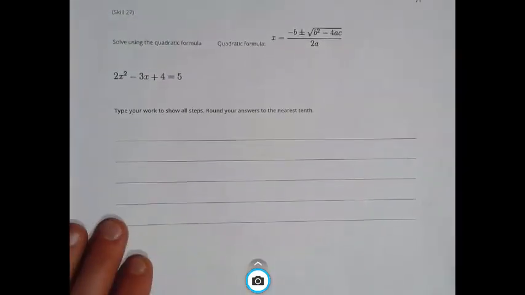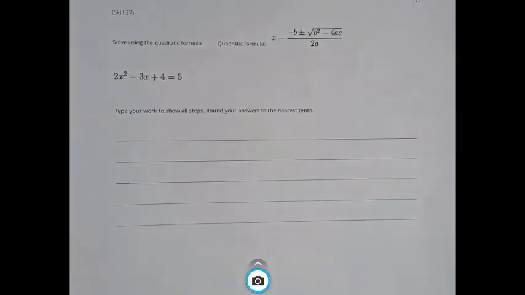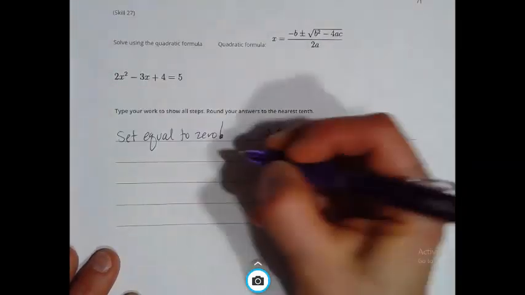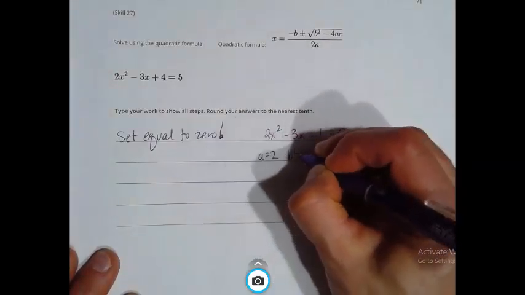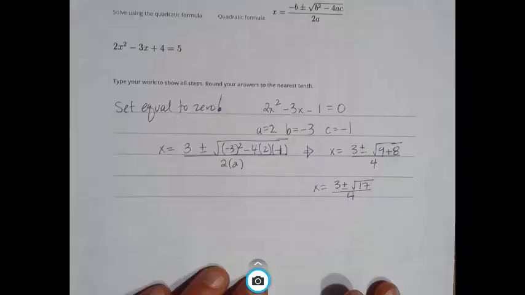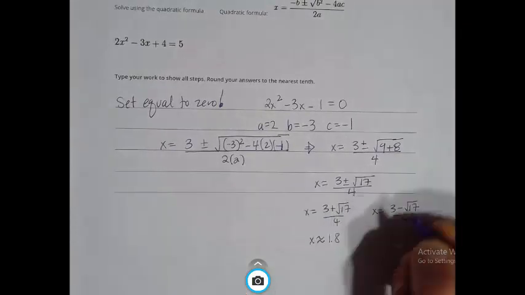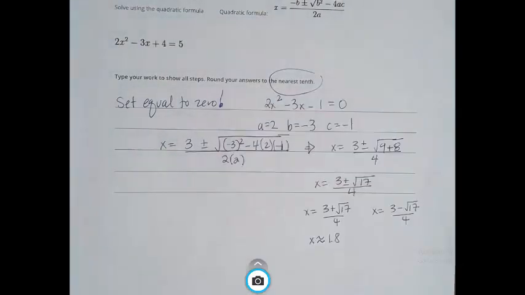All right, this is just to solve straight with the quadratic formula. Make sure that you set equal to 0. So you've got A equals 2, B equals negative 3, C equals negative 1. Now, it's fine if you use a calculator to do this to the nearest tenth. This says round to the nearest tenth.